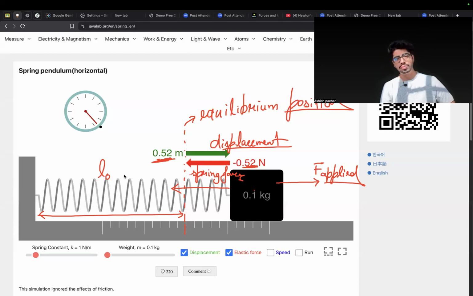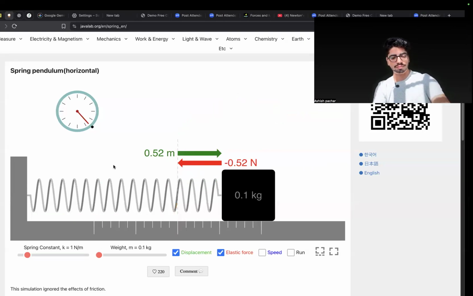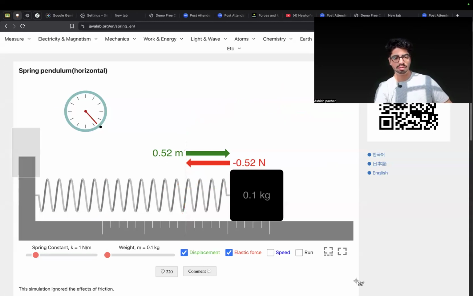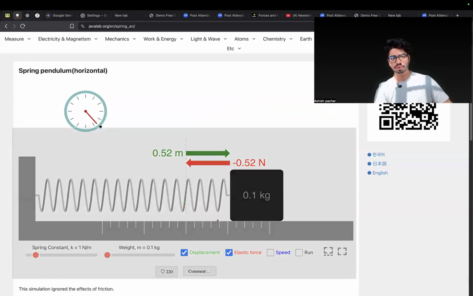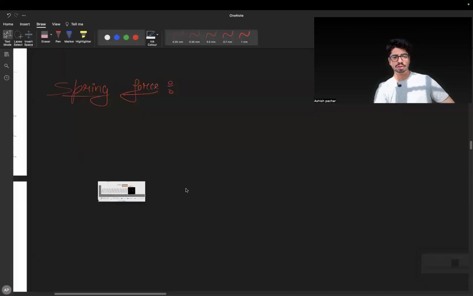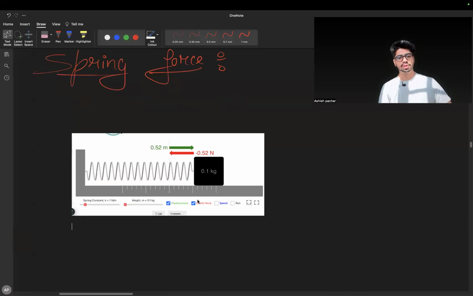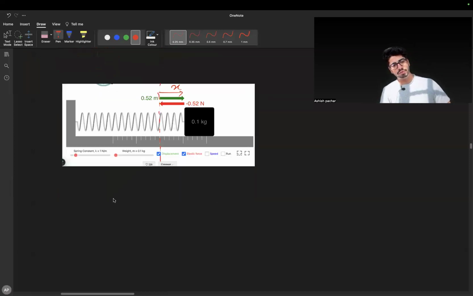So if I try to simplify, I'll take a screenshot of this to demonstrate to you, because this is the condition that we have. This is the equilibrium position. From the equilibrium position, you displace it. This is the displacement that we have. If you look at this carefully, the force applied by the spring is directly proportional to the displacement.